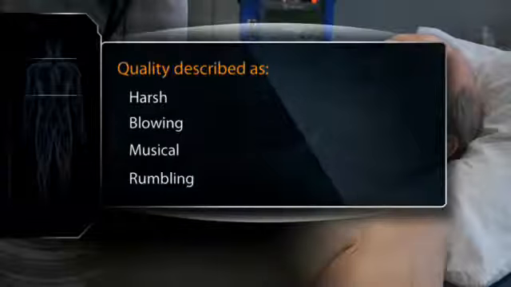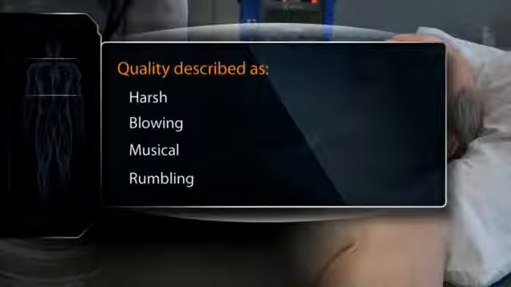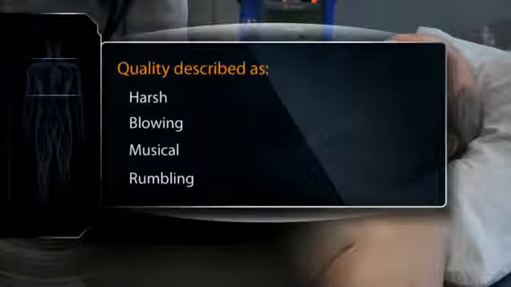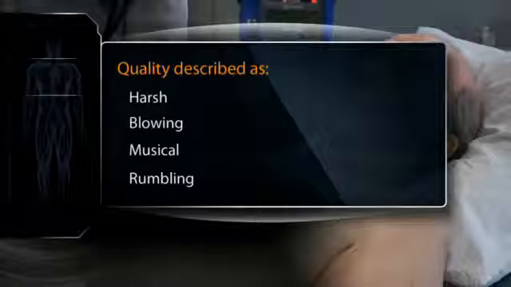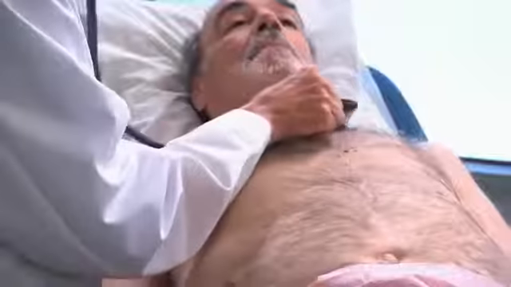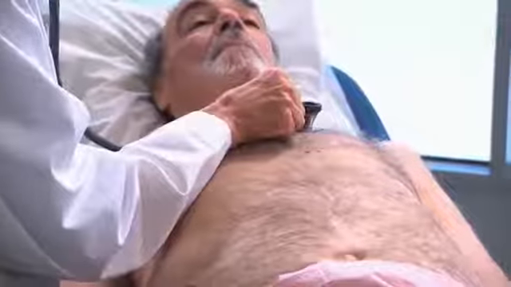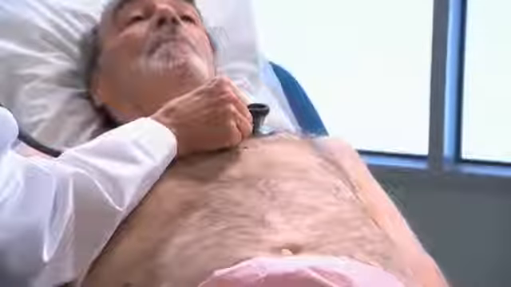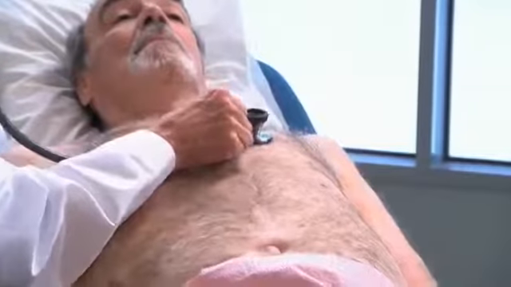The quality of a murmur is described in terms such as harsh, blowing, as in aortic regurgitation, musical, as in some murmurs of mitral valve prolapse, or rumbling, as in mitral stenosis. To better detect the more subtle diastolic murmurs of aortic regurgitation and mitral stenosis, you should routinely use 2 maneuvers.